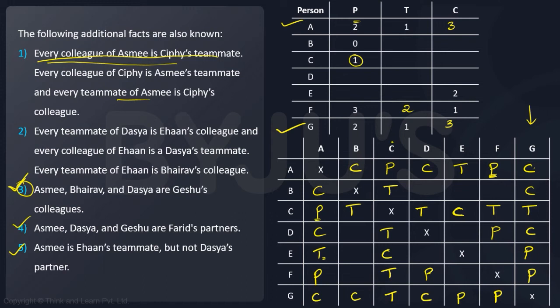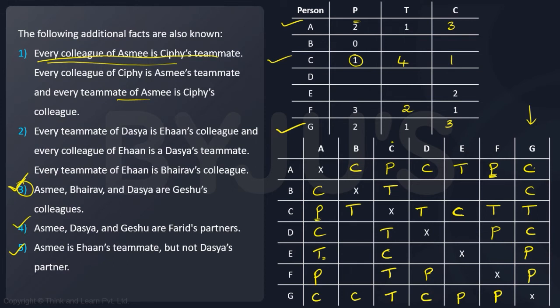So your C is fully done. What do you have in C? You have one partner, you have 4 teammates, and you have one colleague. So I hope you're getting the logic here. Slowly and steadily you'll fill the table, and it is worth the time provided you are progressing in the table because there are 6 questions in this. Let's move on. What else do we pick up?